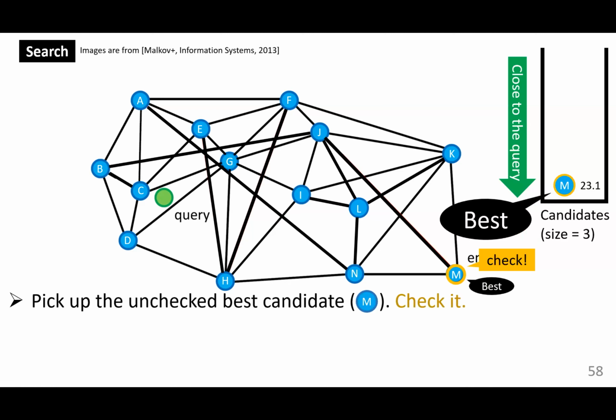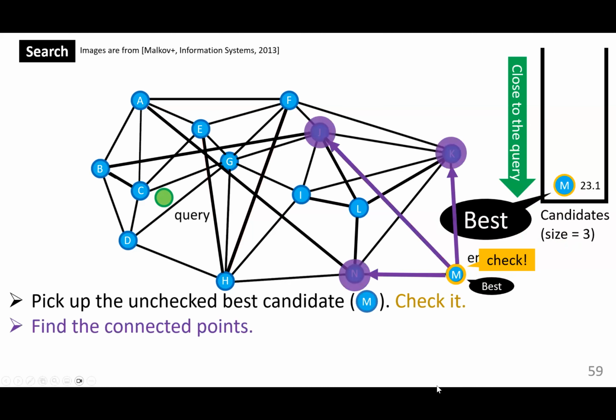So check it. Pick up the best one and check it. In my slide, check means this orange circle. We need to first check it. Then let's find the connected points from this check node. In this case, there are 3 edges here, so these purple 3 circles are the connected points.